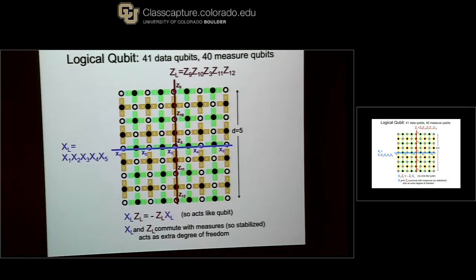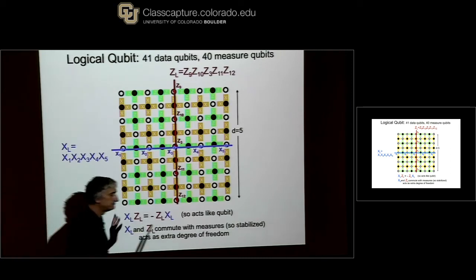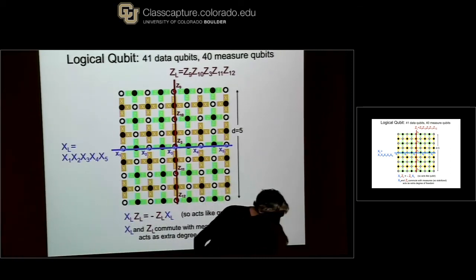And okay, you're encoding your logical state in a very complicated way here. It doesn't tell you how to use it yet, but you can see that there is that piece of information left here. Okay, that's how it works.